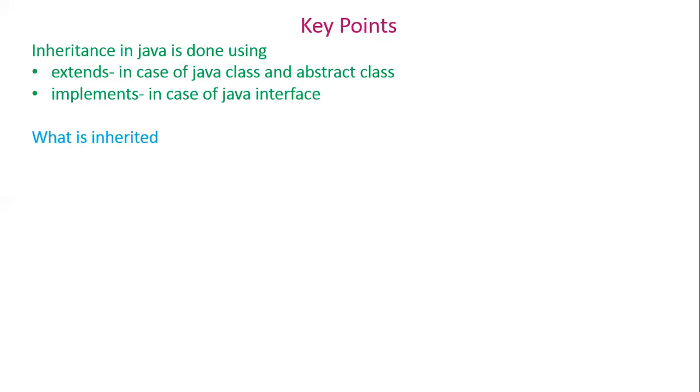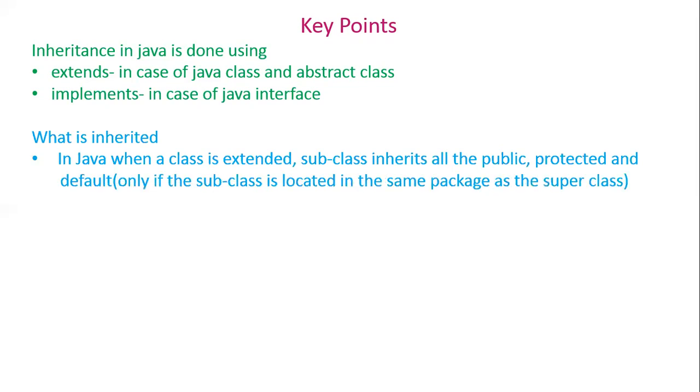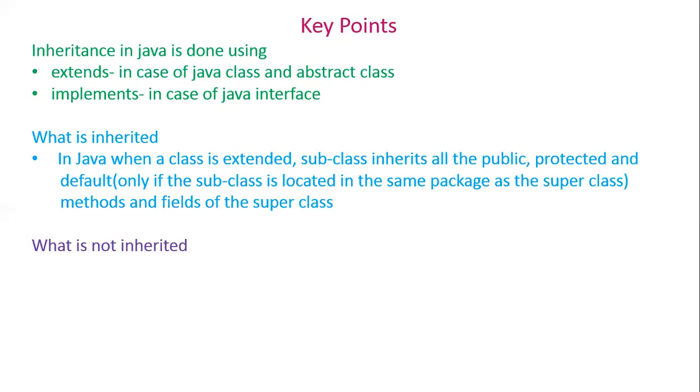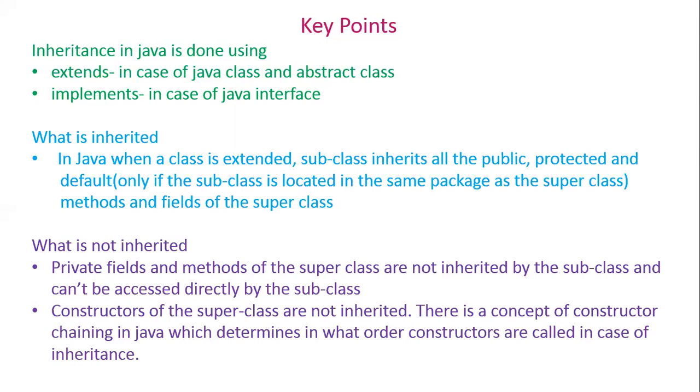Then what is inherited? When a class is extended in Java, the subclass inherits all the public, protected, and default methods and fields of the superclass. Default only if the subclass is located in the same package as the superclass. And what is not inherited? Private fields and methods of the superclass are not inherited by the subclass and cannot be accessed directly by it. And constructors of the superclass are not inherited. Constructors can be invoked but they are not inherited.